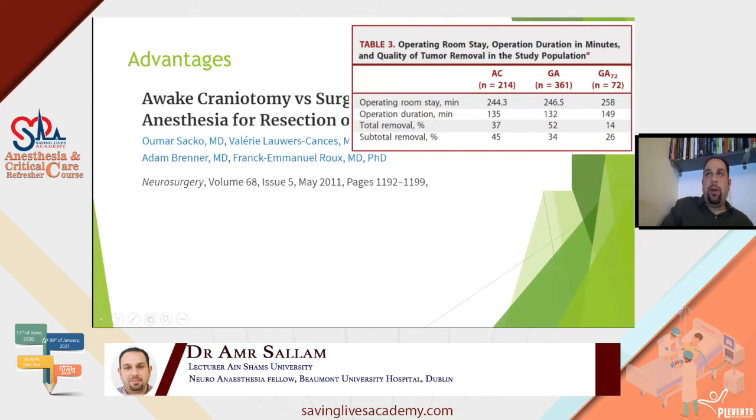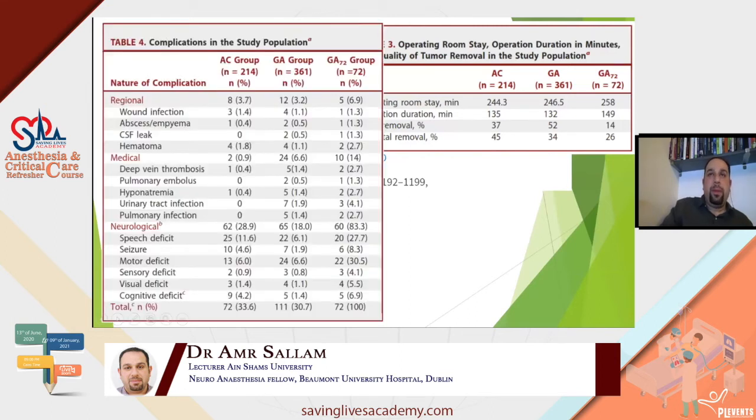But if you take a look at that group, the GA 72, which is 72 patients for whom we wouldn't be able to perform an awake craniotomy, although they are very good candidates, this percent is huge. It's more than double, and the subtotal removal as well. The other thing is the complications. We'll discuss that, but just to show you the numbers, we are still comparing between the awake and the GA 72 group. The difference in percent is huge as well.